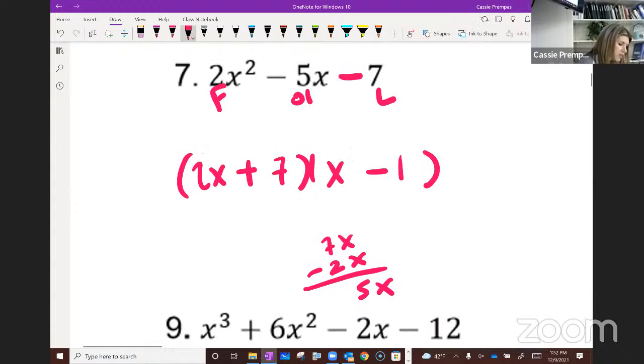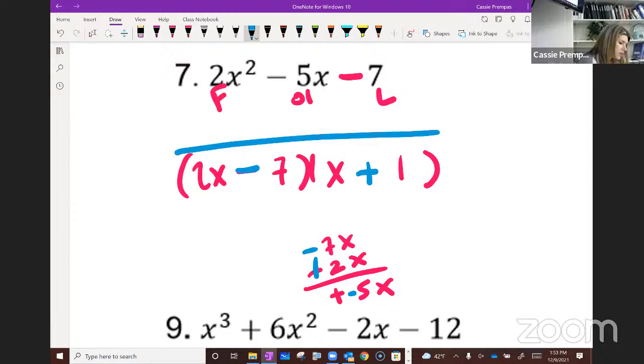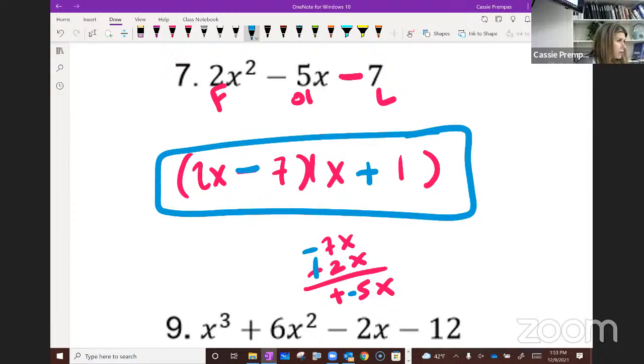What do you do if just the sign is the opposite of what you want? Switch the signs. If I make this negative into a positive, and I make this positive into a negative, now it will add up to be a negative 5x. So that's just kind of a key helpful reminder.